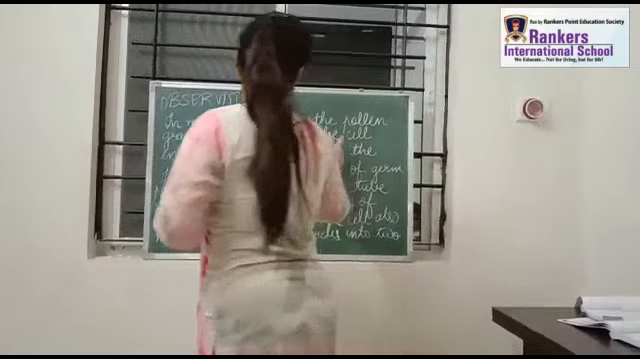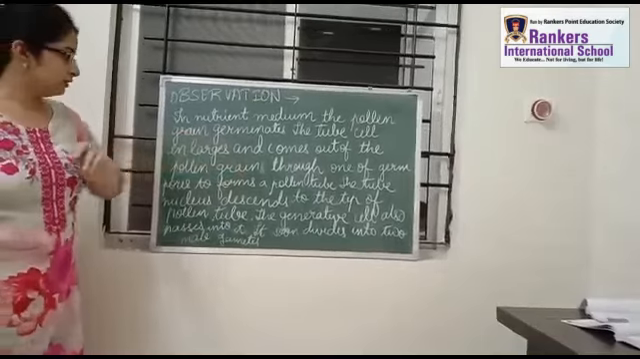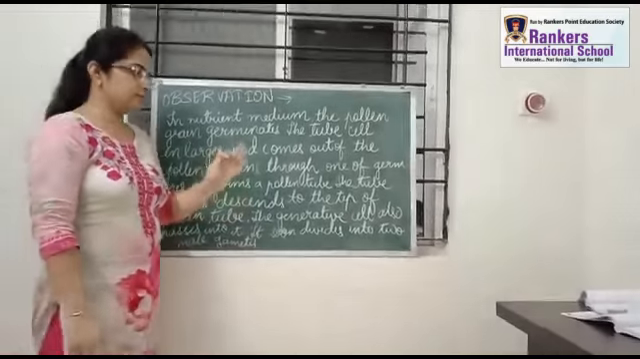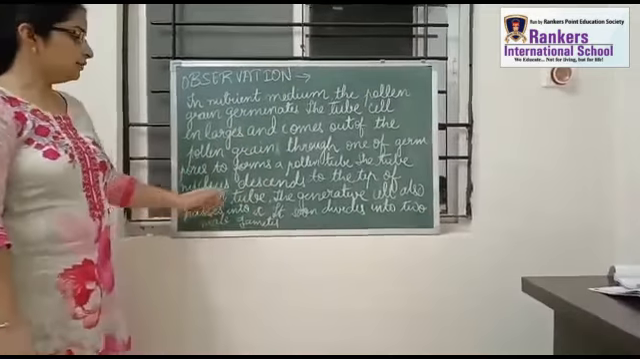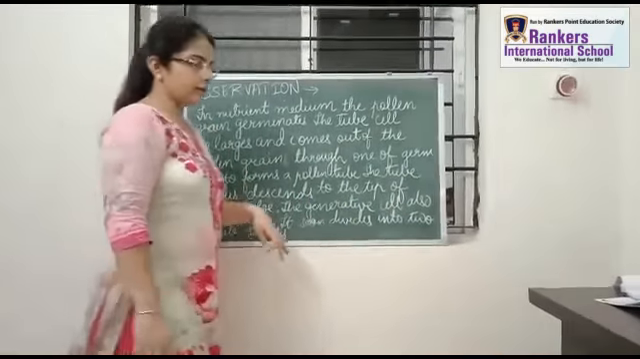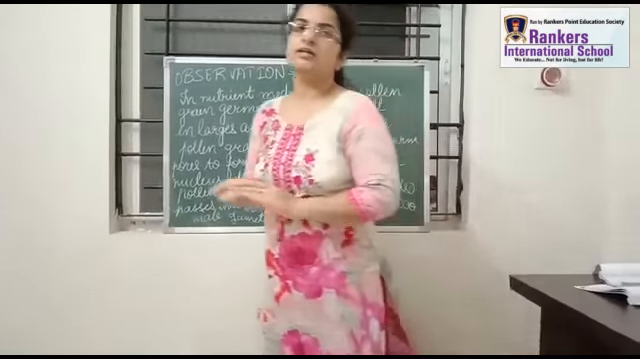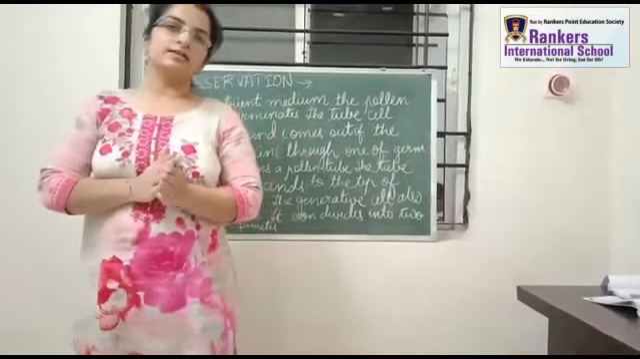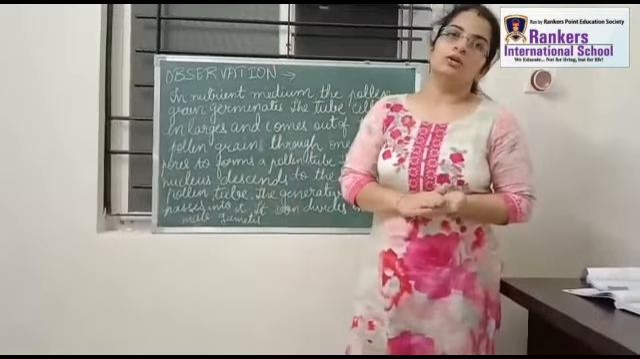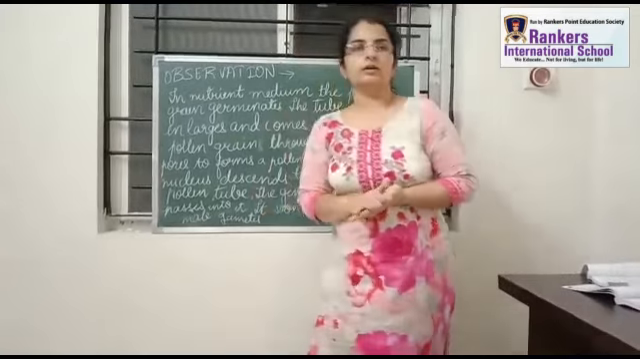The tube cell enlarges itself and comes out of the pollen germ pores to form a pollen tube. The pollen tube nucleus descends to the tip of the pollen tube. The generative cell also passes into it and soon divides into two male gametes. You have already studied in the 10th class that the male gametes go into the ovary, the center of the flower.